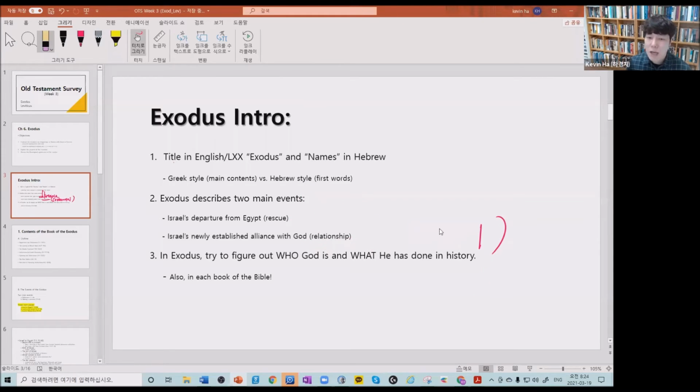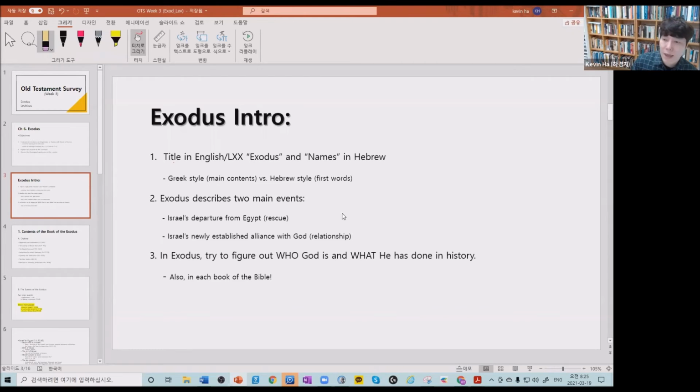And then number 3, in Exodus, try to figure out who God is and what he has done in history. In the same way, you should keep that in mind in each book of the entire Bible. In any book of the Bible, you need to keep in mind who God is and what he has done in history. Two things we need to keep in mind. In Genesis and in Exodus, Leviticus, etc., it's all the same.